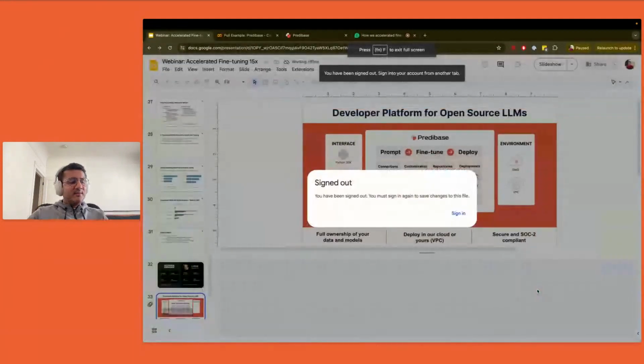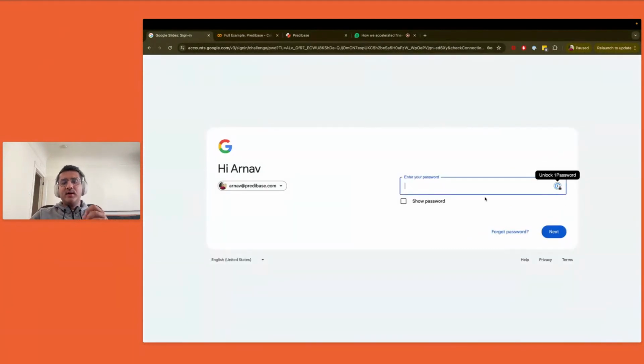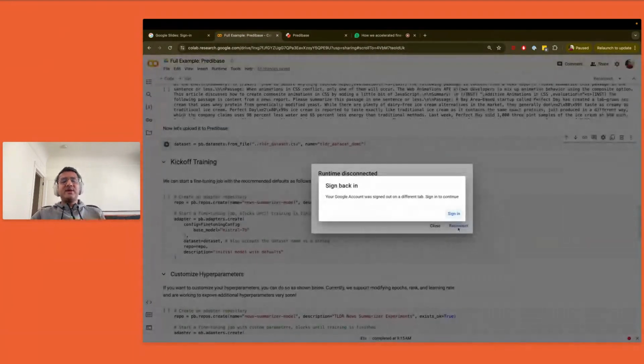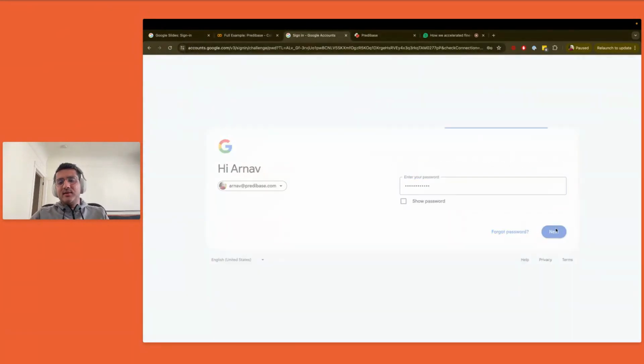What's the time? Maybe what we can do is I can show you a quick example of what fine-tuning looks like within the, okay, one moment. Let me just sign back in.